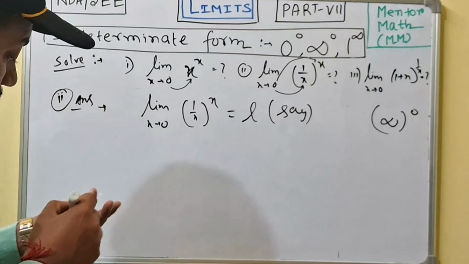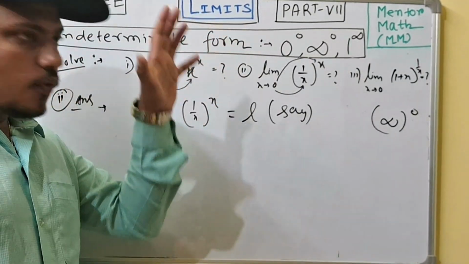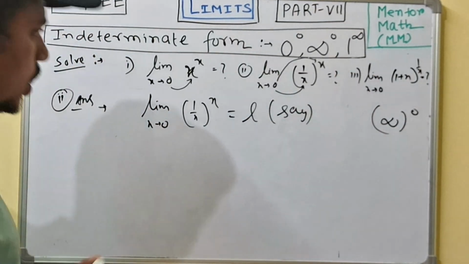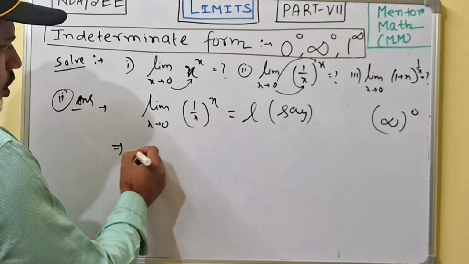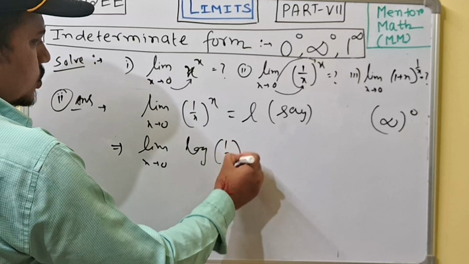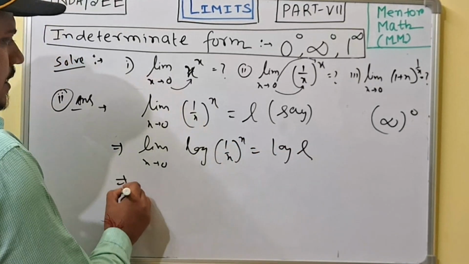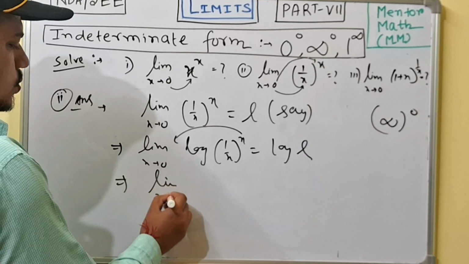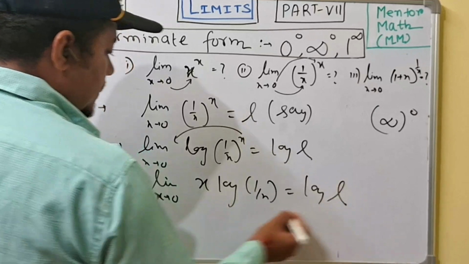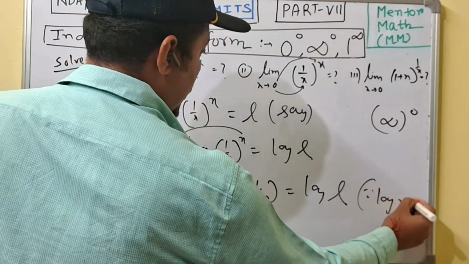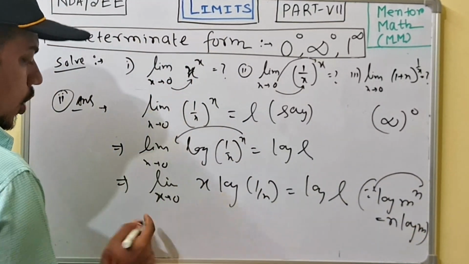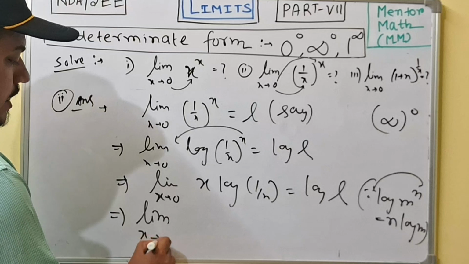Again, you already know that if the quantity is infinity to the power 0, you can again use both sides taking log. Okay, so again taking log, limit x tends to 0, both sides taking log of (1 by x) to the power x is equal to log of L. So this implies, x outside, limit x tends to 0, x into log 1 by x is equal to log of L. You know the log property, log m to the power n is equal to n into log m, power outside. So that property we have to use, power outside log.